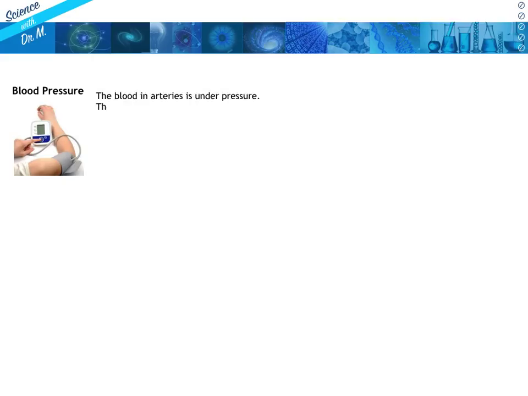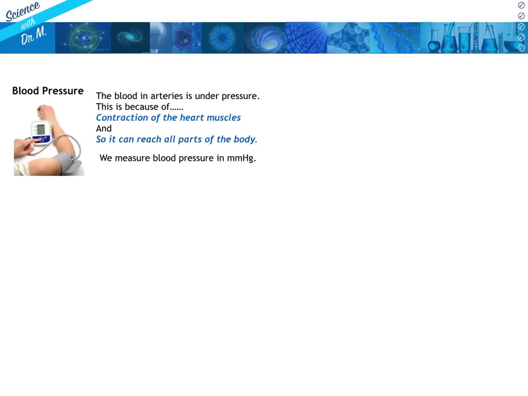Now, the blood in the arteries is under pressure, and that's because of contraction of the heart muscles. The reason it needs to be under pressure is so that it can reach all the parts of the body. If it wasn't under pressure, it wouldn't be able to reach the ends of your toes and the ends of your fingers. So you need to know that it's under pressure because the heart muscles have contracted to cause that, and the reason for that is so that it can reach every part of your body. I've highlighted those in blue because they are lifted directly off the specification, so you really need to be fully up to speed with those two sentences.